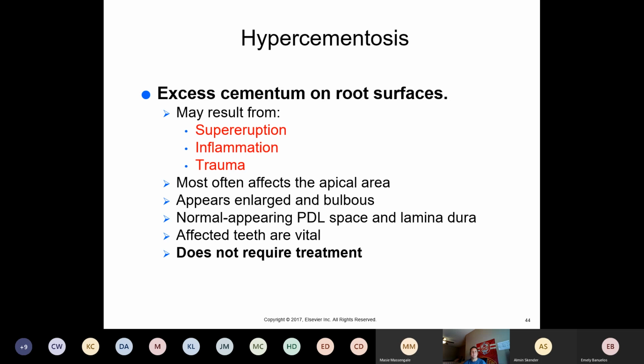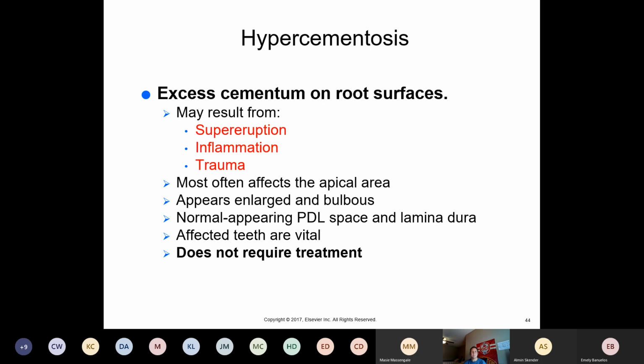Inflammation can cause it, and trauma as well. One trauma that can cause it is bruxism. When we are clenching and grinding our teeth together, we are reducing the height of our tooth. And so those teeth want to stay in occlusion with one another. So those teeth will continue to lay down cementum to keep those occlusal surfaces touching.